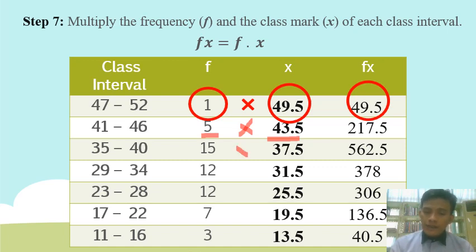15 times 37.5, that is 562.5. 12 times 31.5, that is 378. 12 times 25.5, that is 306. 7 times 19.5, that is 136.5. 3 times 13.5, that is 40.5.